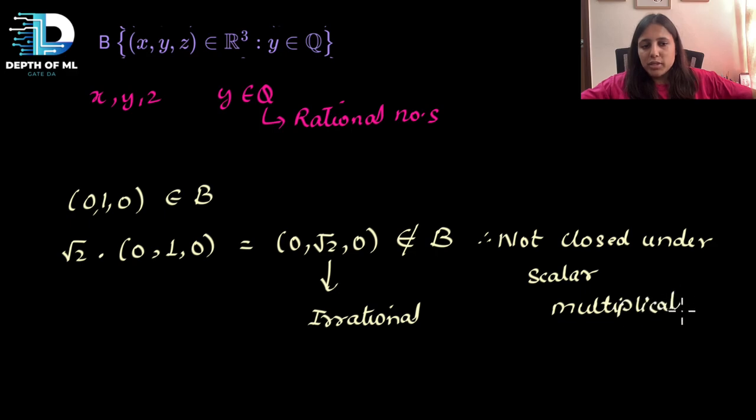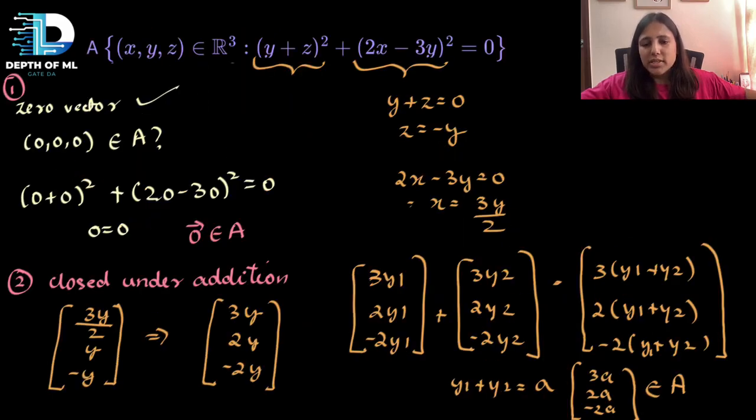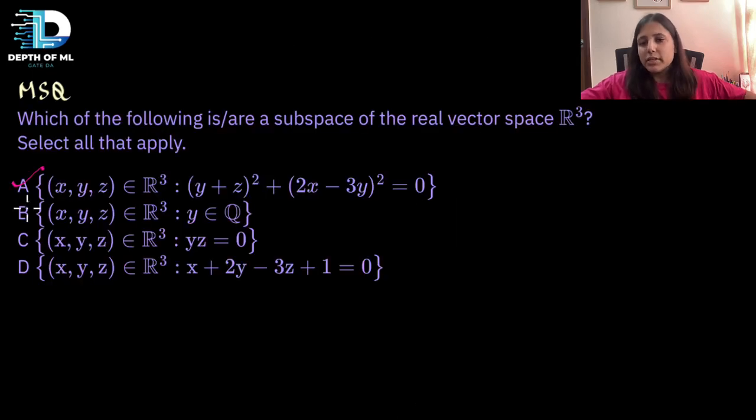So whenever you see this condition of rational, start with the closure under scalar multiplication. That will be a better choice. I'm not saying it will always be the issue that this will not satisfy, but usually you will see that issue happen whenever they try to restrict it to the rational numbers.